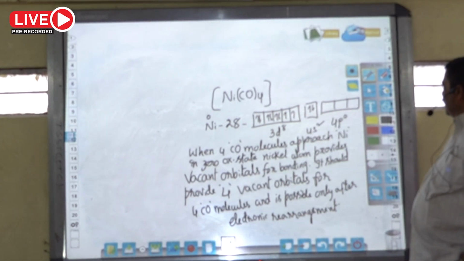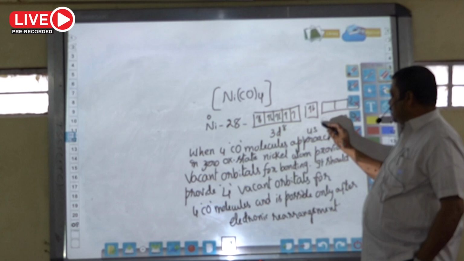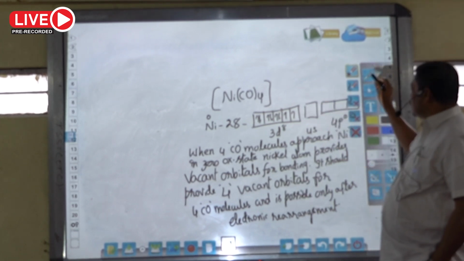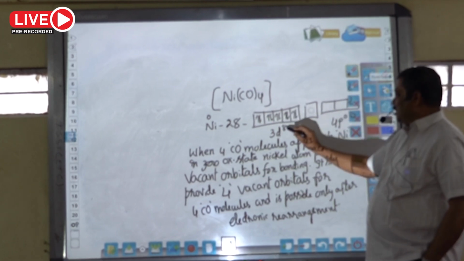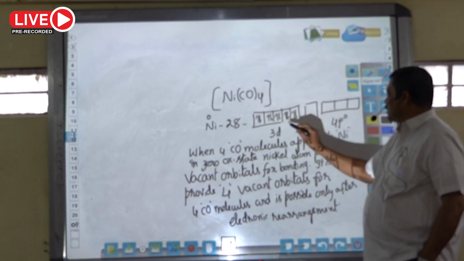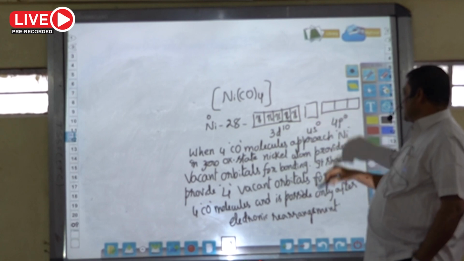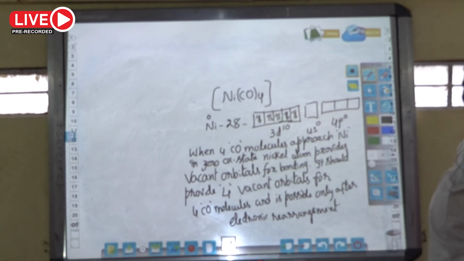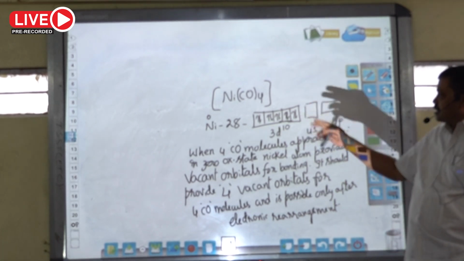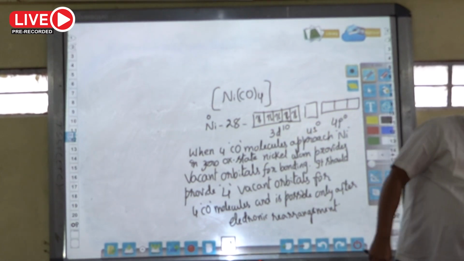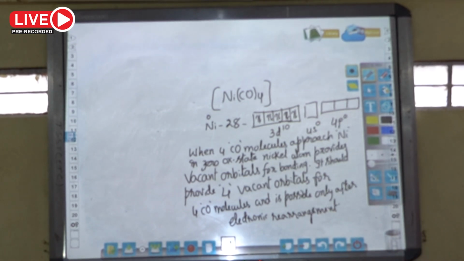So what is this electronic rearrangement? I am going to write now. The two s electrons must pair here. Then the configuration becomes 3d10, 4s0, 4p0. What is the electronic rearrangement? Two s electrons went into the d orbital and got paired there.